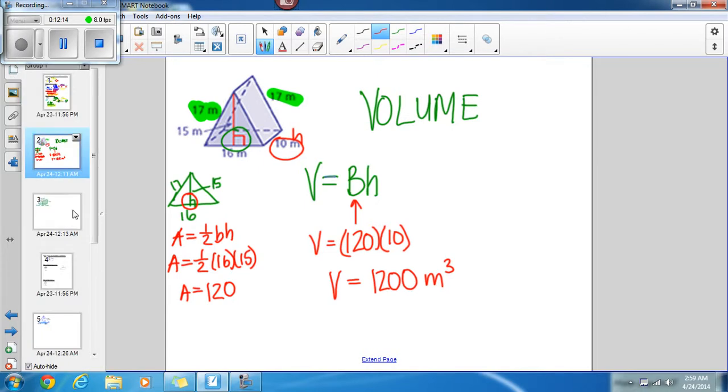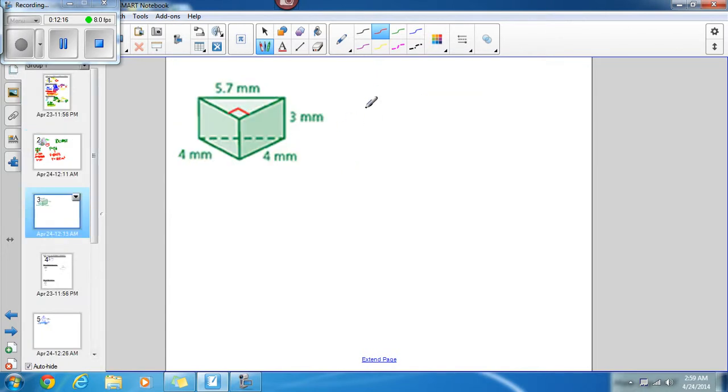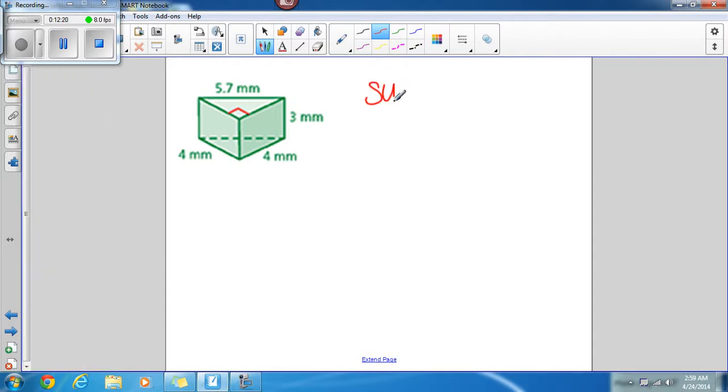Alright, let's try another one. For this problem, instead of finding the volume, what I'd like you to find is the surface area. So again, Mrs. Kraft, Mrs. Mickelson, if you don't mind pausing me for a minute, letting everybody have 2 minutes to do the problem. Talk them through whatever needs to be talked through. After my work is up there, pause me as needed.